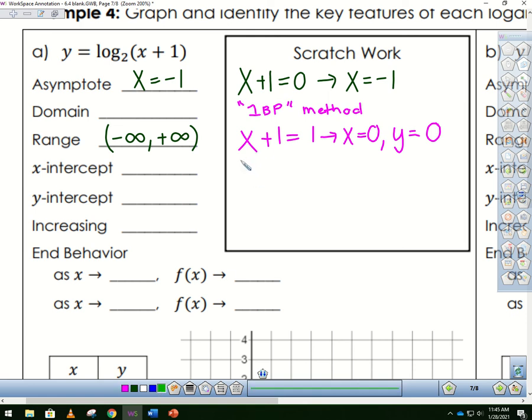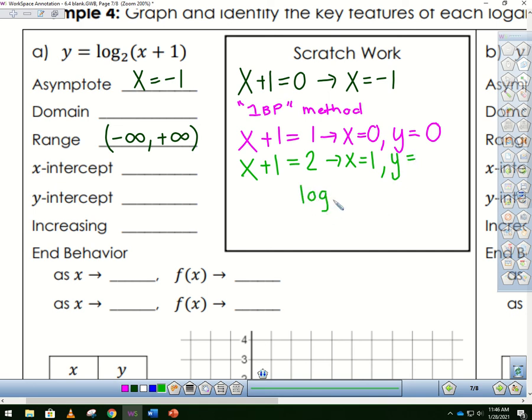For the next one, we're going to take x plus 1, the inside of our log function, and set it equal to b. Remember you set it equal to b, your base. So what is the base of this log? 2. Which means x is equal to what here? 1. Then we have to plug that into the log to find the y.